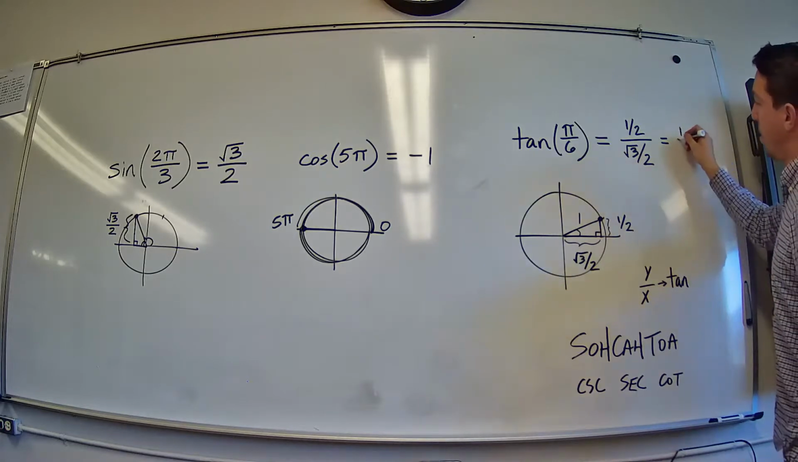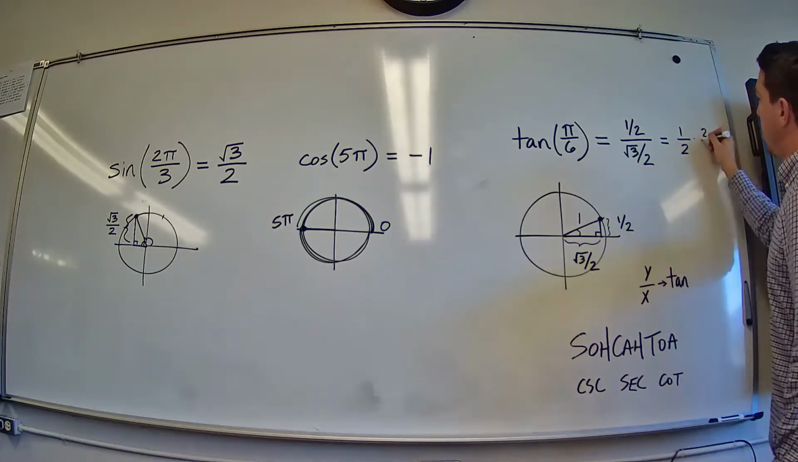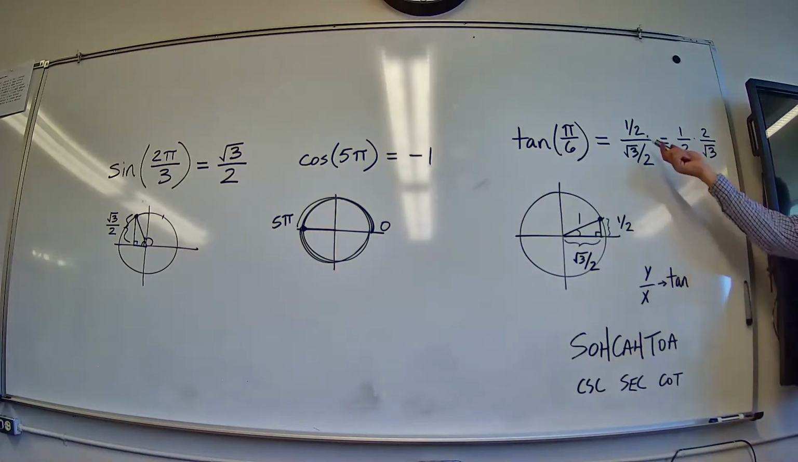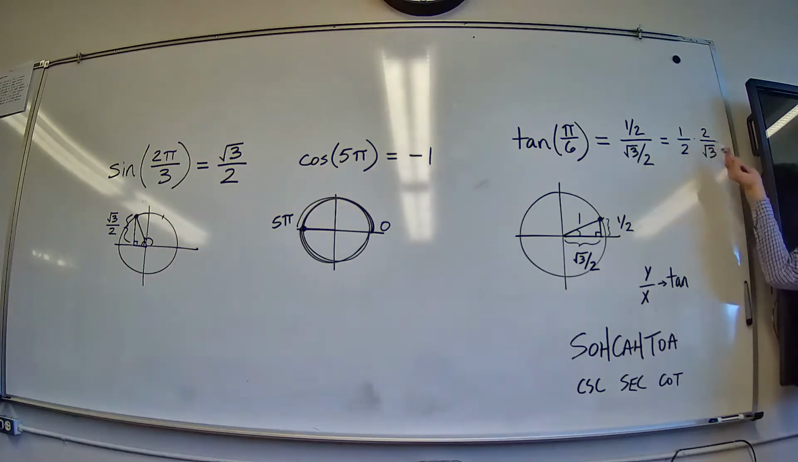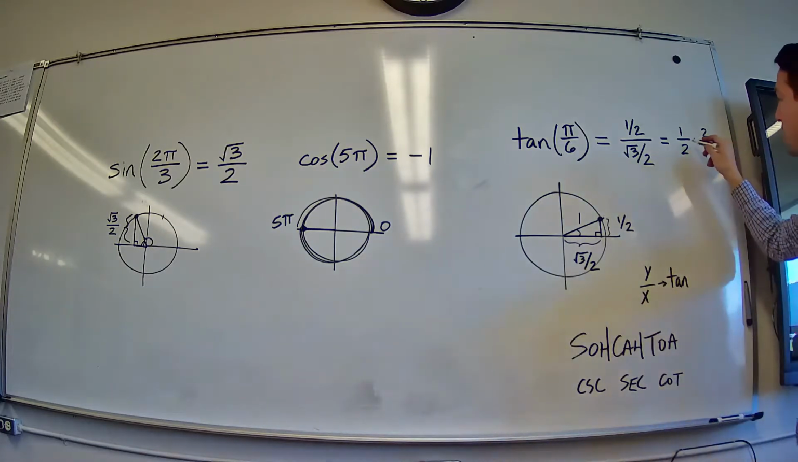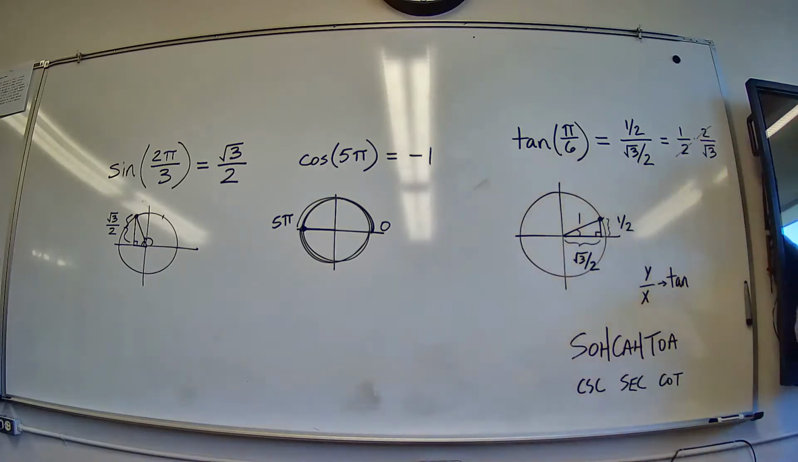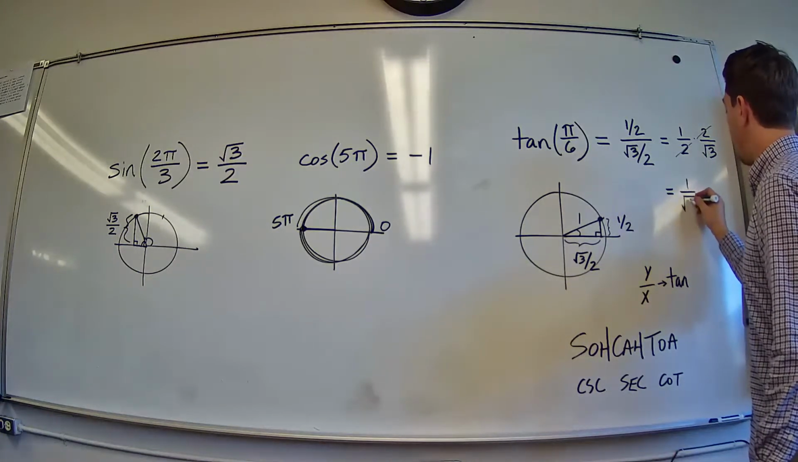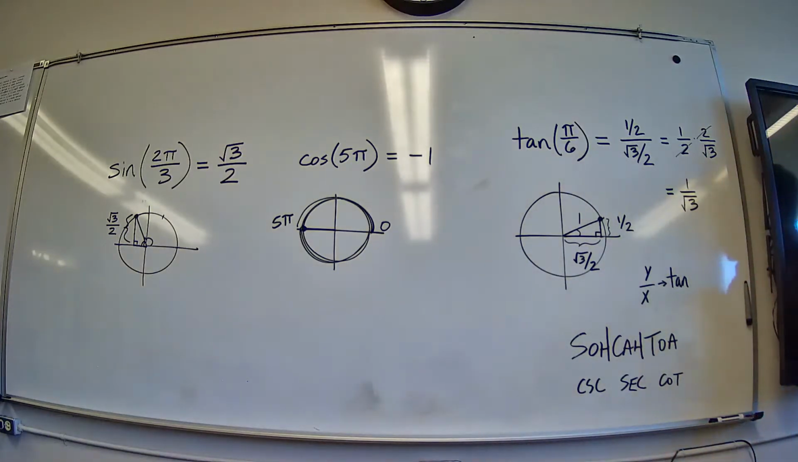There are a lot of ways you can think about what that means, but here's one way. We know that dividing by a fraction is the same as multiplying by the reciprocal. And these twos cancel. And then what are we left with? 1/√3.